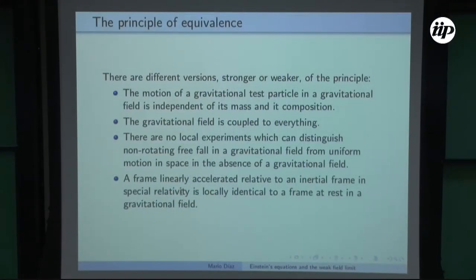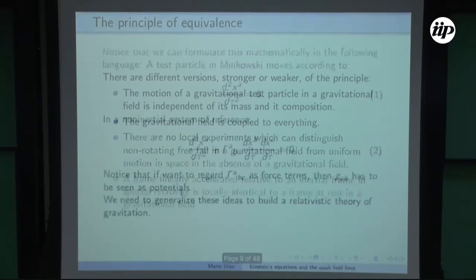The motion of a gravitational test particle in the gravitational field is independent of its mass and its composition. The gravitational field is coupled to everything. There are no local experiments which can distinguish non-rotating free fall in the gravitational field from uniform motion in space in the absence of a gravitational field. So, Einstein's happy idea. A frame that is linearly accelerated relative to an inertial frame in special relativity is locally identical to a frame at rest in the gravitational field.